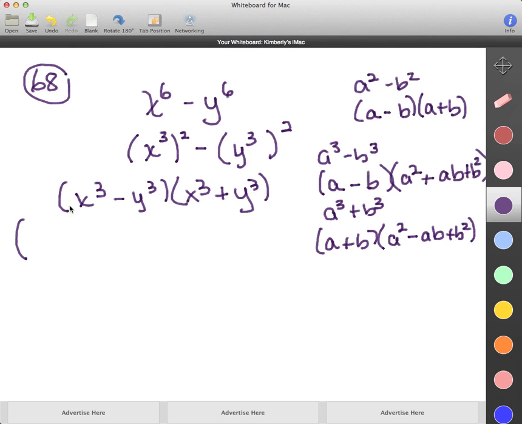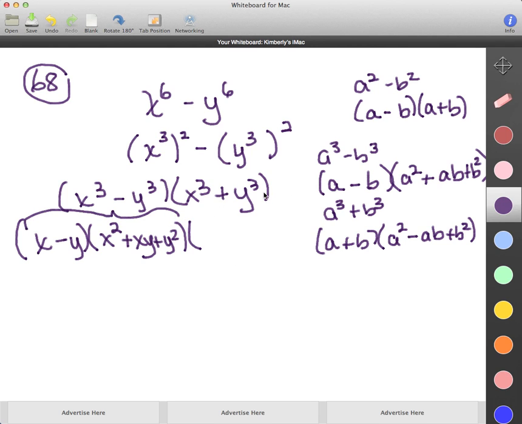So what do we cube to get x cubed? That's x. Then it would be minus y. And then the trinomial would give us x squared plus xy plus y squared. And that's the factorization of x cubed minus y cubed.